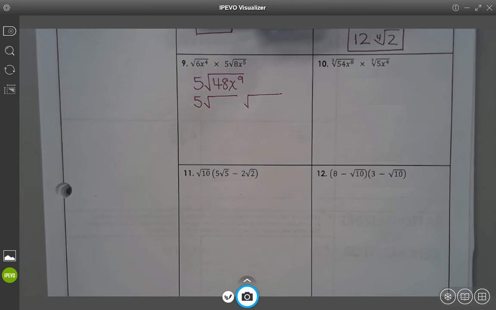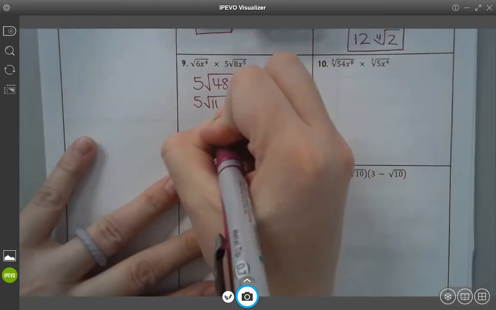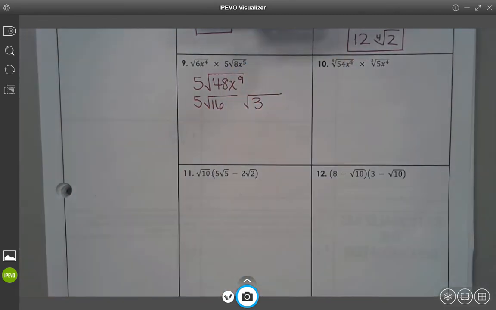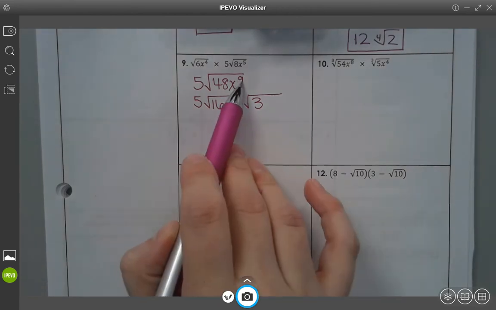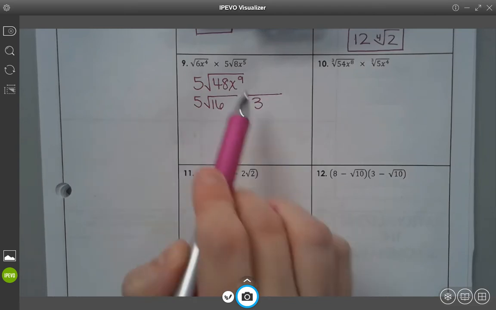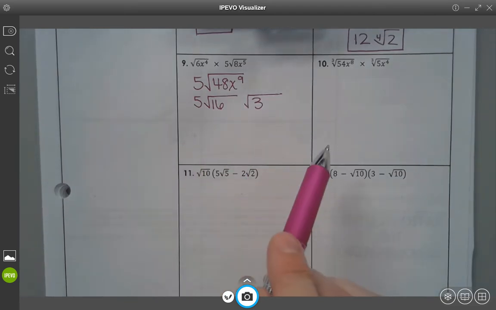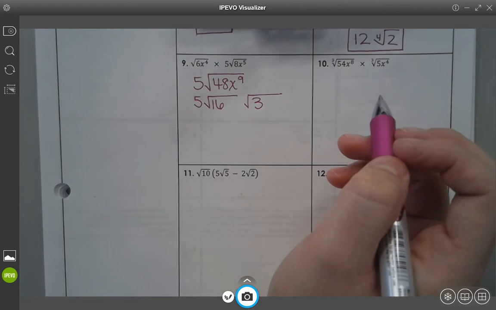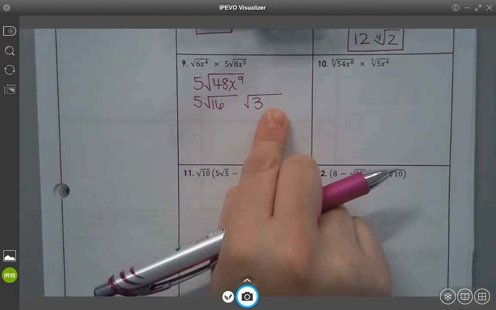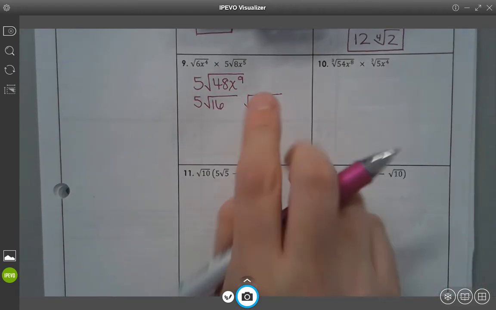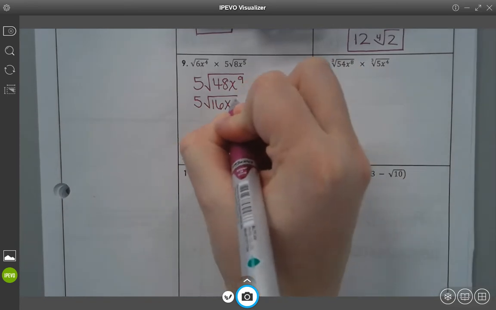What is the largest perfect square that goes into 48? 16 times 3. Is x to the 9th a perfect square? It has to be a multiple. 9 is a perfect square, but be careful. For variables to be perfect squares, that exponent needs to be a multiple of 2. So it's not a perfect square. So how many x's do I need to bring over here to make it a perfect square? Just one x. And then we're left with x to the 8th.